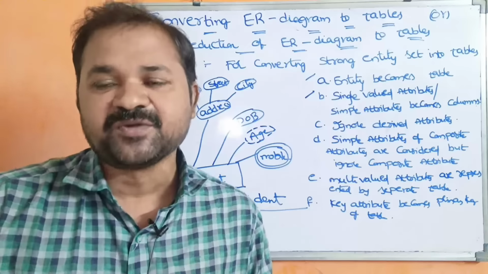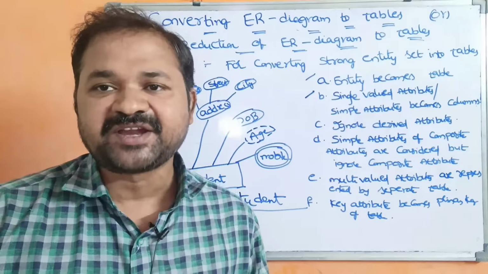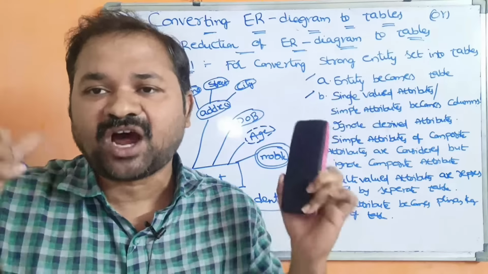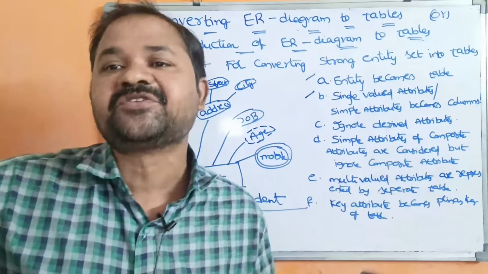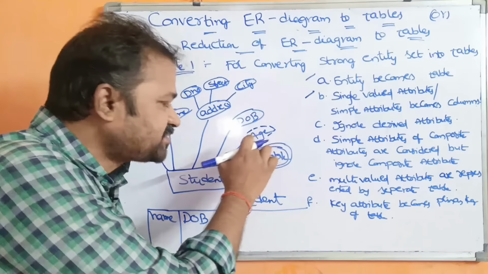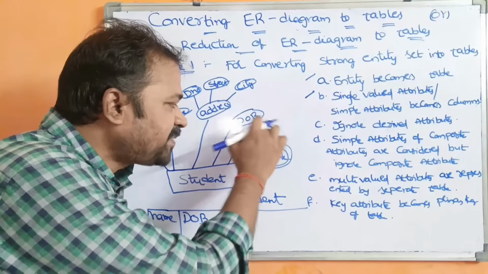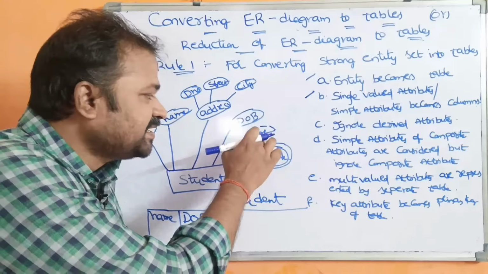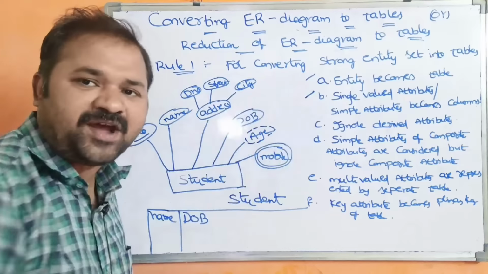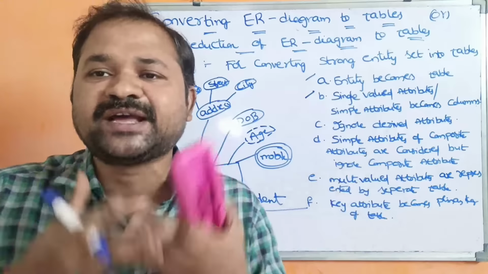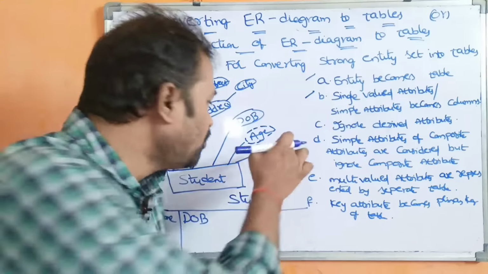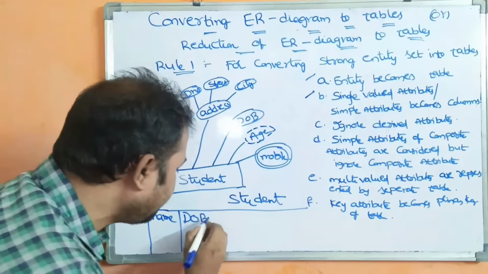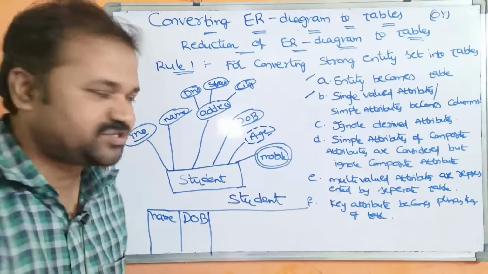Ignore derived attributes. We know what a derived attribute is. Derived attributes are not stored in the table. Derived attributes are derived from other attributes. Derived attributes are always represented with a dashed ellipse. Age is derived from the date of birth. There is no need to consider this derived attribute, so no need to store age in the table. So ignore derived attributes.